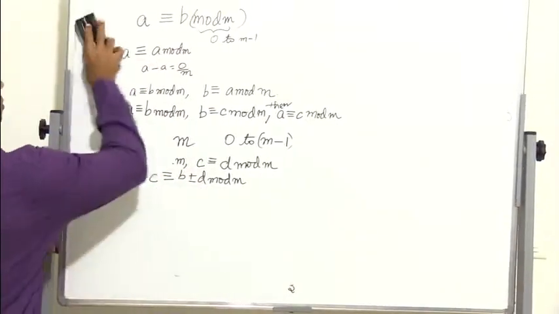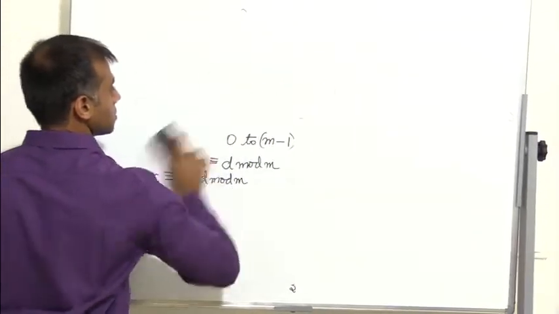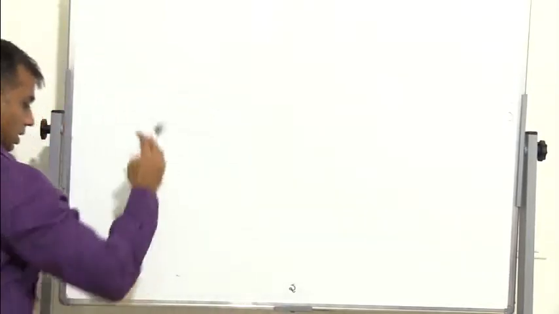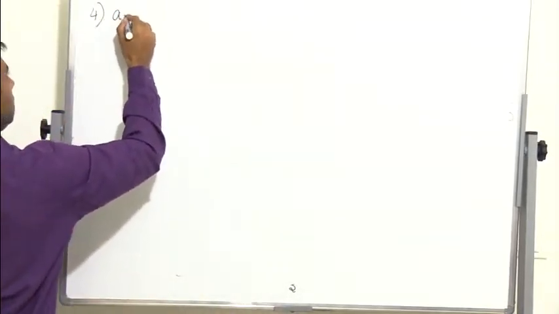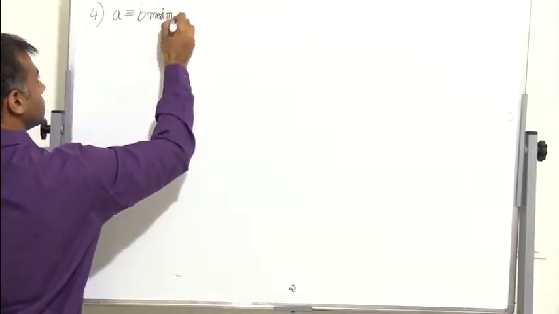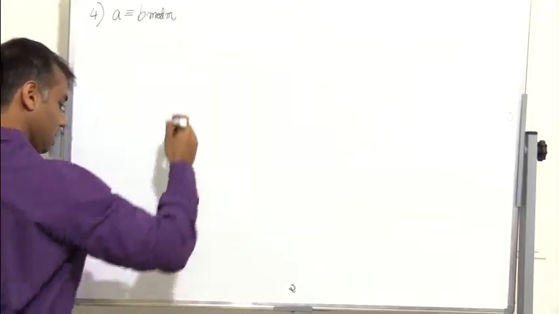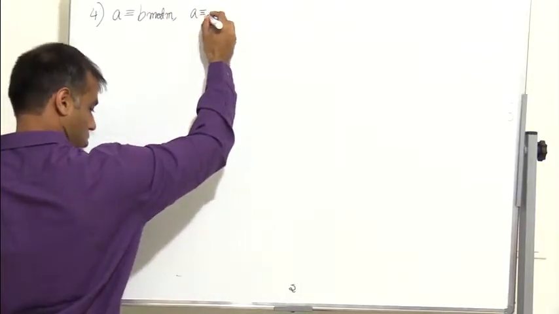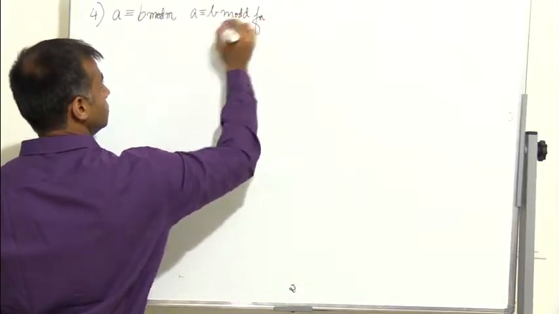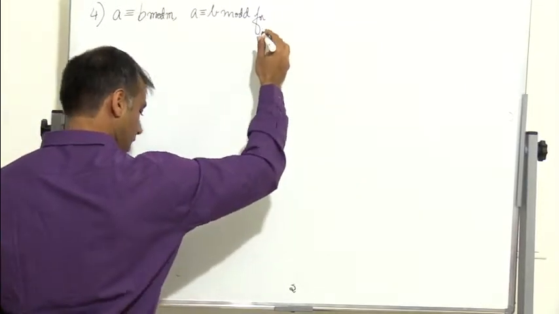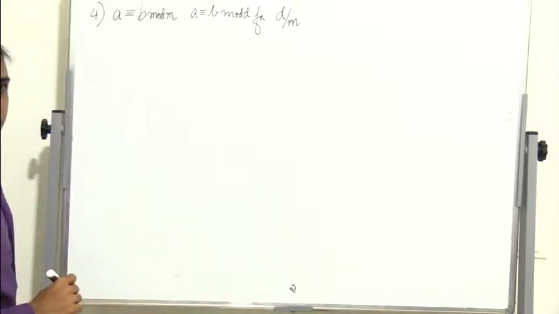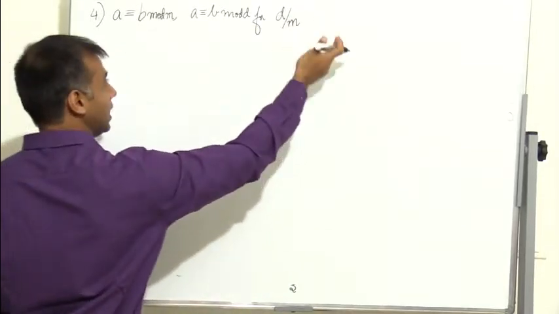So let us take the fourth property. So what does the fourth property state? A is congruent to B mod M. If A is congruent to B mod M, then A is also congruent to B mod D for any divisor D that divides M. So this is D divides M.